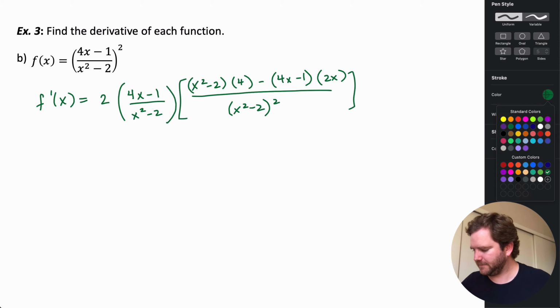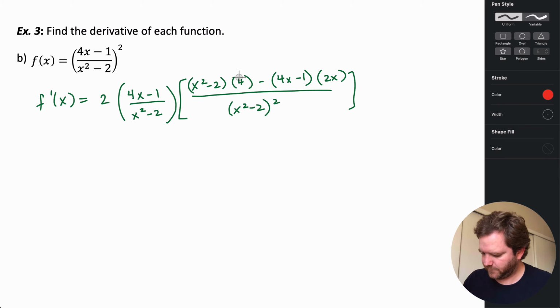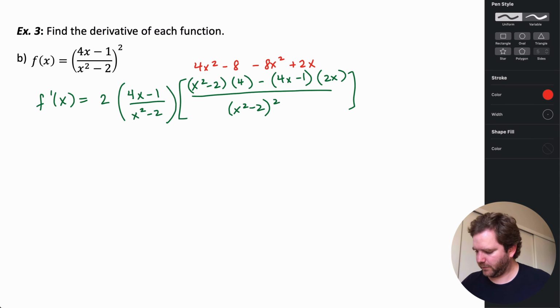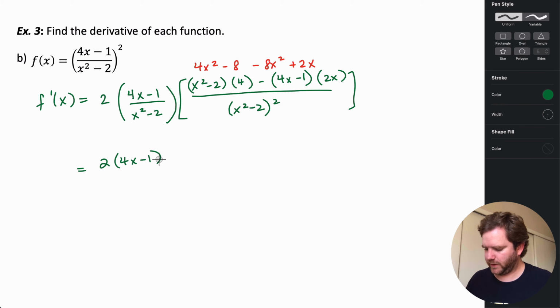All right, now simplify. So we're going to get 4x squared minus 8, and then distribute a negative 2x in. So negative 2x times 4x is negative 8x squared. And then a negative 2x times a negative 1 is plus 2x, which ultimately simplifies to be, we're going to have this be a 2 times 4x minus 1 in the numerator.